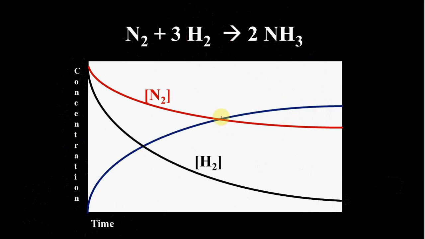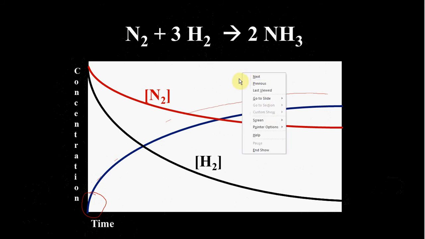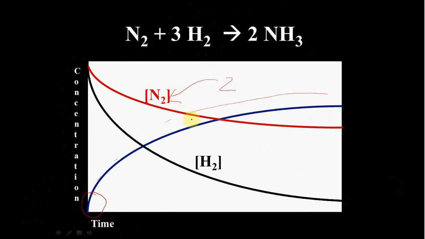The ammonia will increase, so it starts out at nothing and then increases. Okay? Its concentration is going to increase over time, and it increases at twice the rate of nitrogen, or 2/3 the rate of hydrogen.